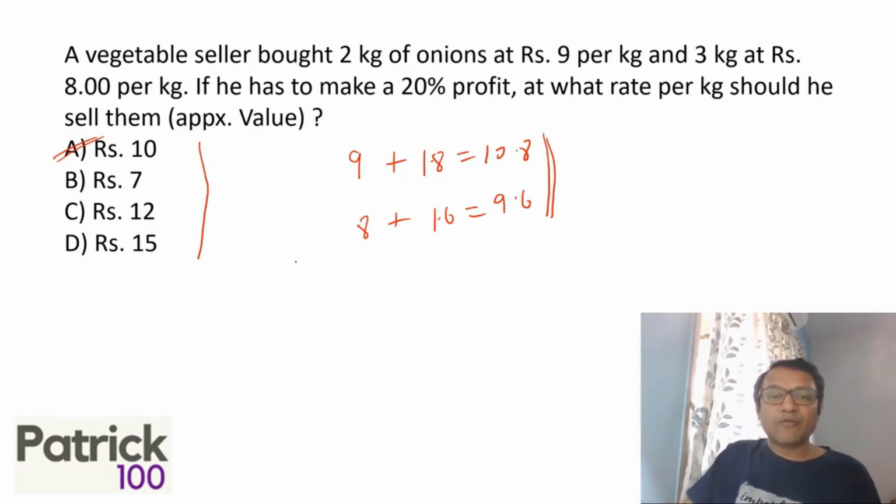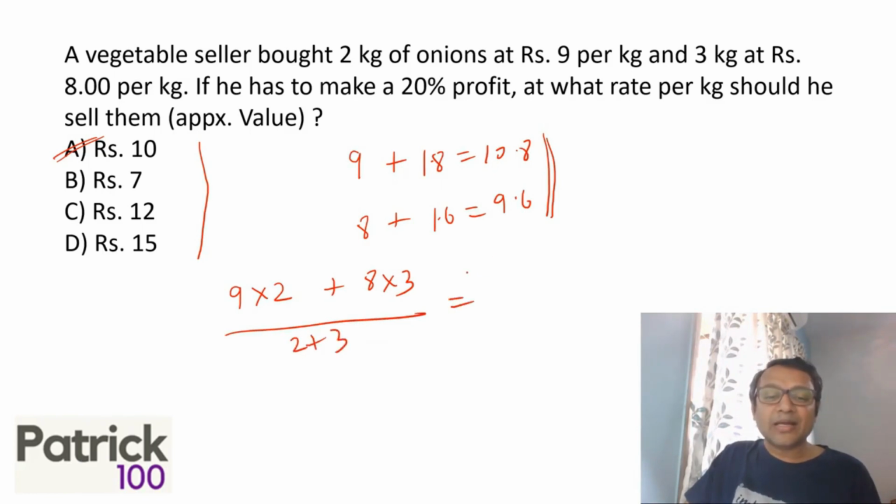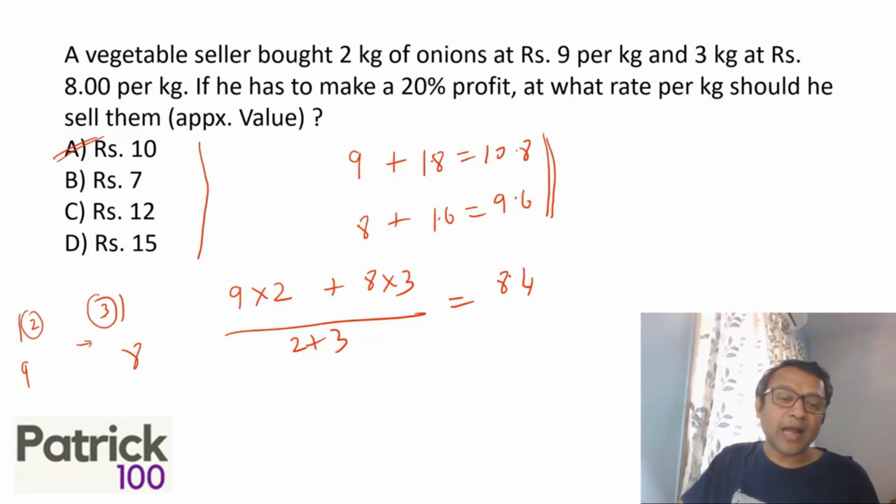The normal way is obviously to calculate the weighted average. So 9 rupees per kg into 2 kgs plus 8 rupees per kg into 3 kg, divided by 2 plus 3. You should get the price around 8.4. You should also note that when you're mixing 9 and 8 in the ratio of 2:3, the average will be closer to 8, right? Because you're mixing more quantity of 8 as compared to 9, in a ratio of 3:2. It will be 8.4 because 8.4 is 0.4 away from 8 and 0.6 away from 9, 3:2, which is the same as the original ratio.